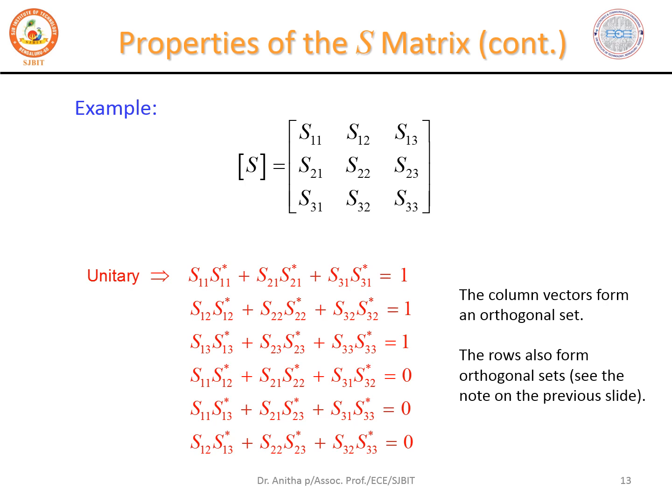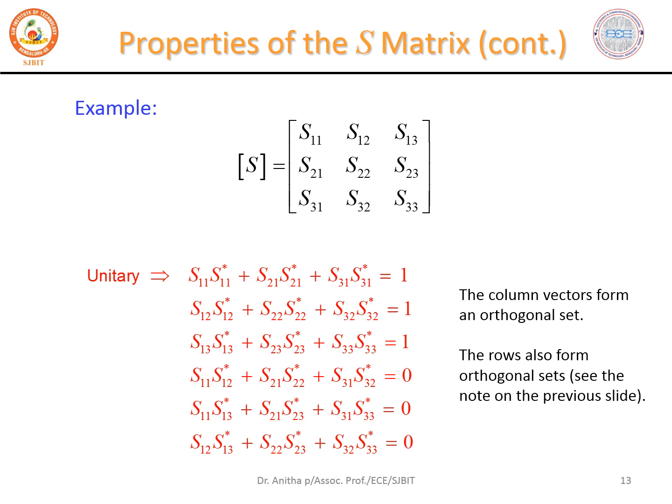The orthogonality concept you can cross verify by considering any row multiplied with the complex conjugate of the next row, and taking the sum of that, which must result in 0. So S11 into S12 conjugate plus S21 into S22 conjugate plus S31 into S32 conjugate must be equal to 0. In the same way, for the first column and third column you can cross verify: S11 into S13 conjugate, S21 into S23 conjugate, S31 into S33 conjugate, which must be 0.